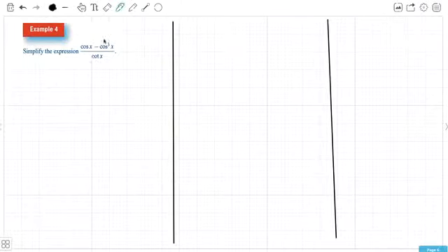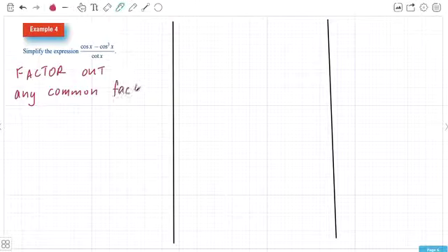Quick little trig simplification that we're going to do now. This actually uses two tricks that are very useful whenever you're doing simplifications. The first one is to think about trying to factor out any common factors. Have a look at the expression there. Can you see anything that's common?